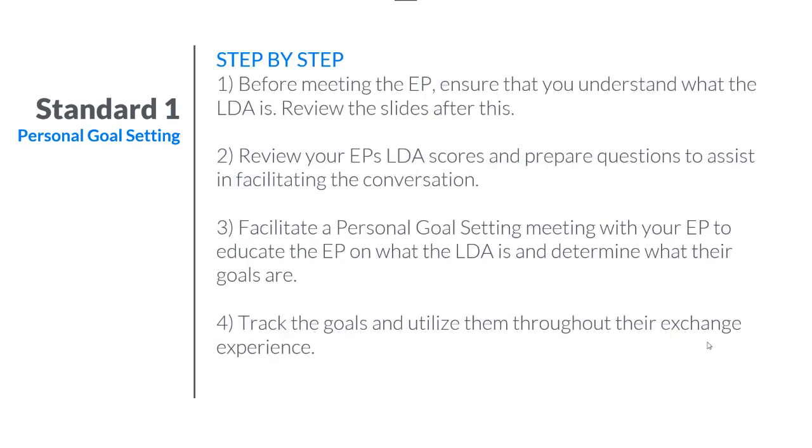So what exactly do you need to do in order to deliver the standard? First, before meeting with the EP, ensure that you understand what the LDA is. Review the slides after this, and review very well the qualities that your EP has and what the score is, and bring it to the meeting. Review your EP's LDA score and prepare questions to assist in facilitating the conversation. So you already prepare some questions that you think will be helpful to find out exactly which quality they want to develop.